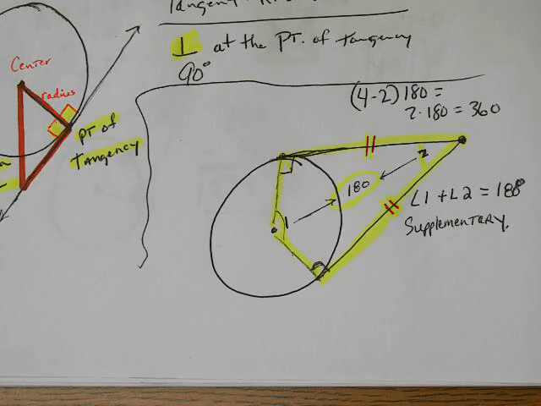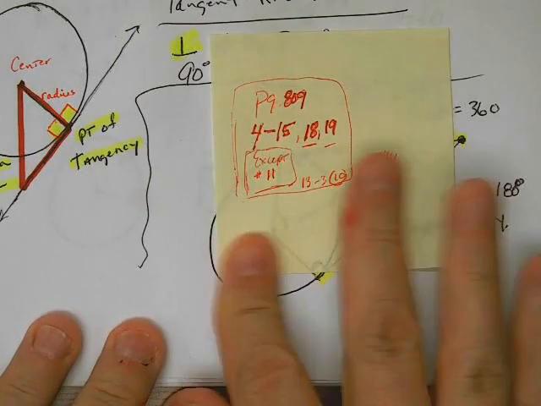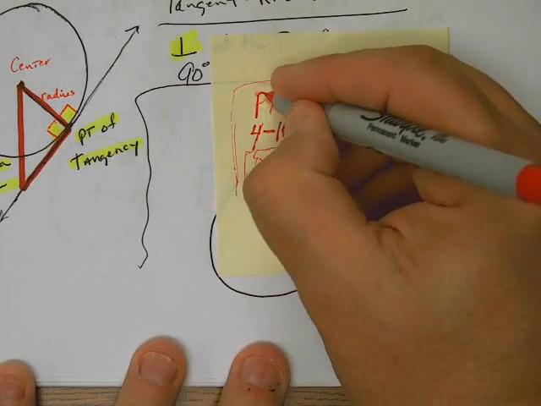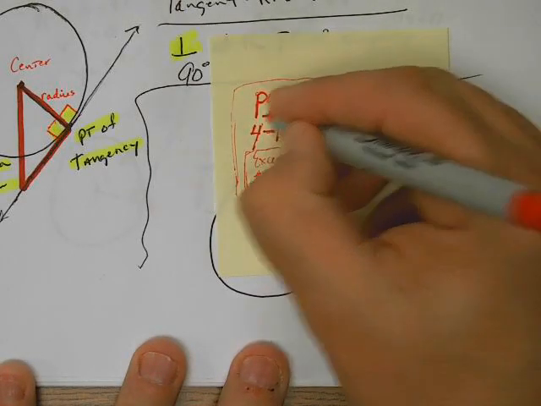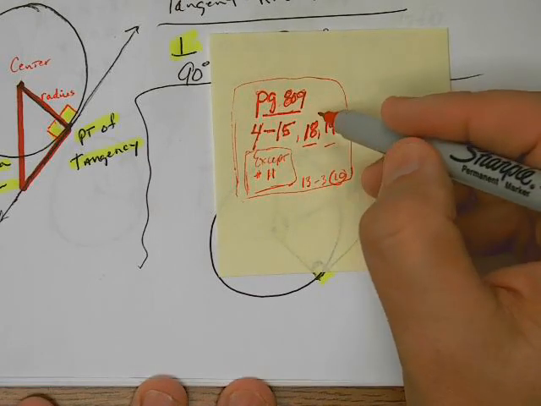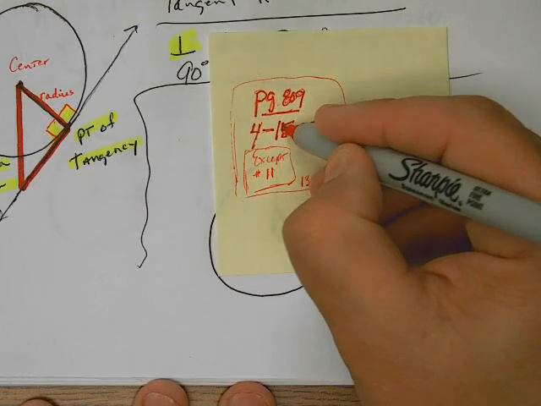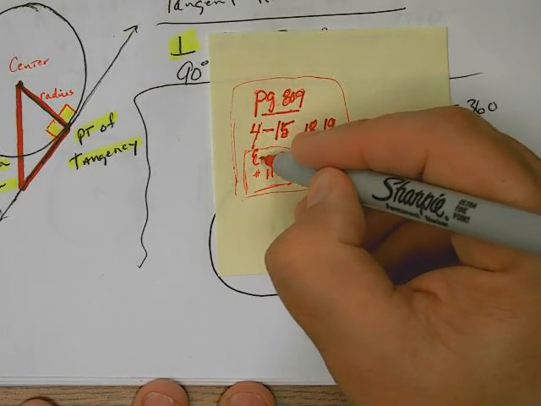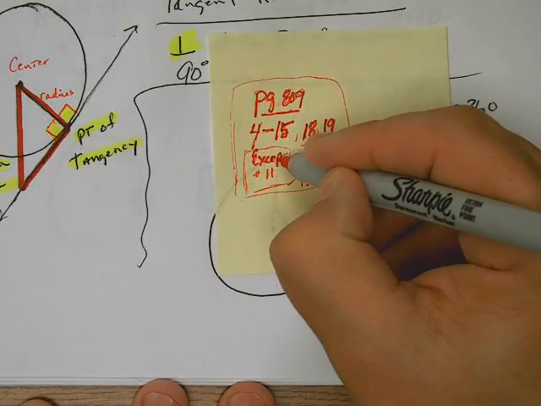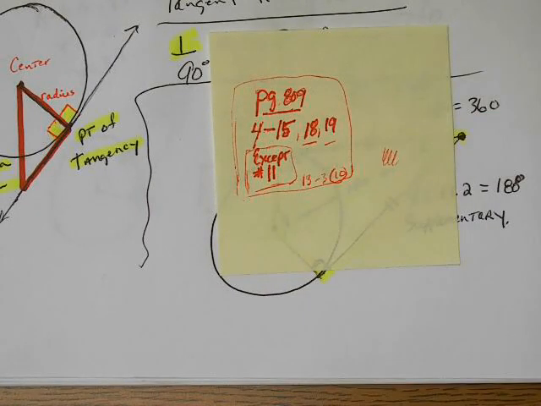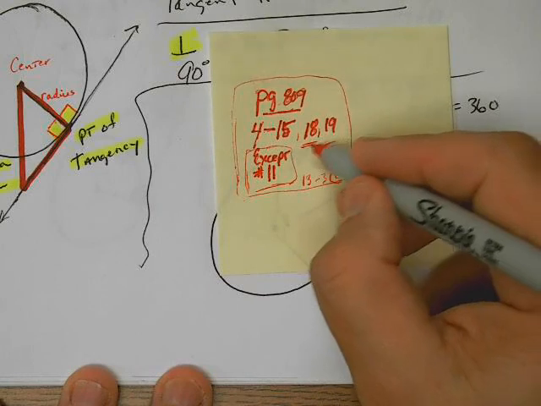Here's your assignment. I've already posted on Canvas if you've seen it today. So here's your assignment. Page 809. Starts on page 809. And then 4 through 15, except number 11. You don't have to do that one. And then number 18 and 19.